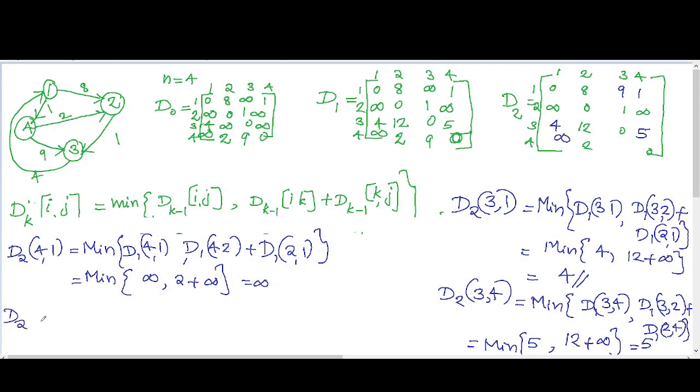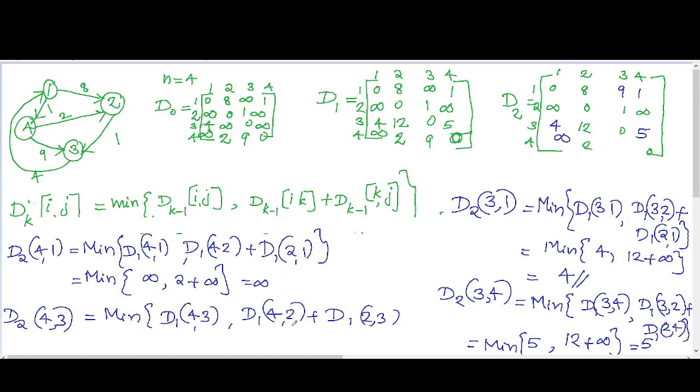Similarly, we can calculate D2 of 4, 3, and D2 of 4, 3 is equal to minimum of D1 of 4, 3 and D1 of 4, 2 plus D1 of 2, 3. So that is equal to the minimum of 9 and 2 plus 1. So that is equal to 3. So you can write 3 in this position. So this is our resulting matrix D2.